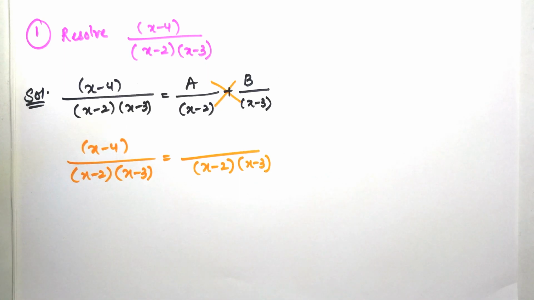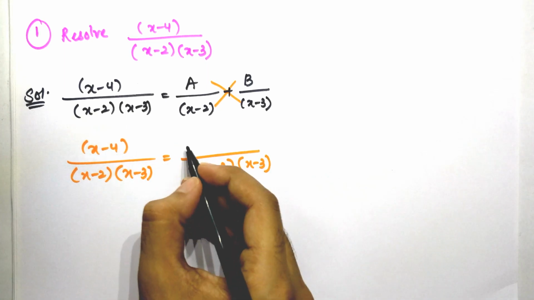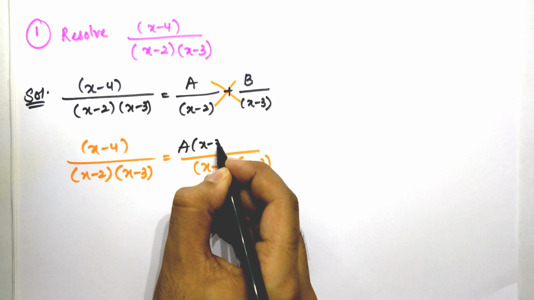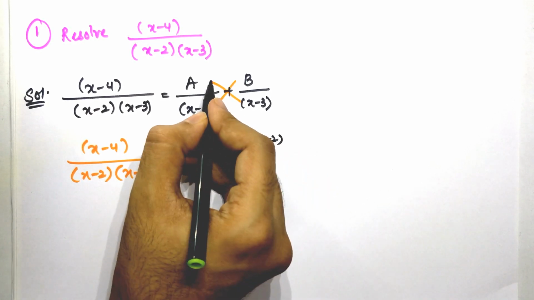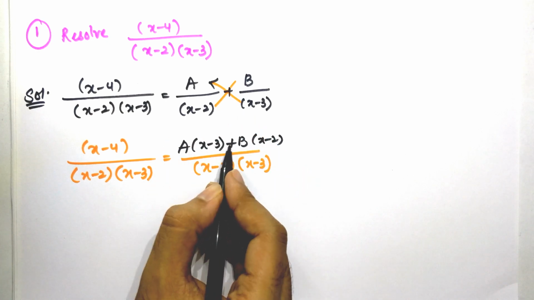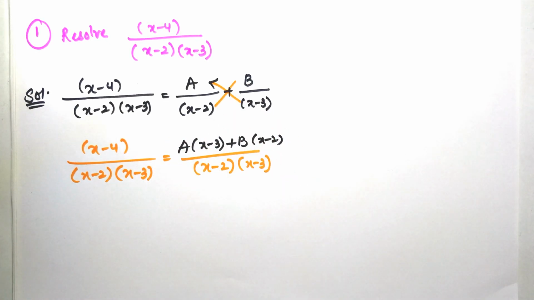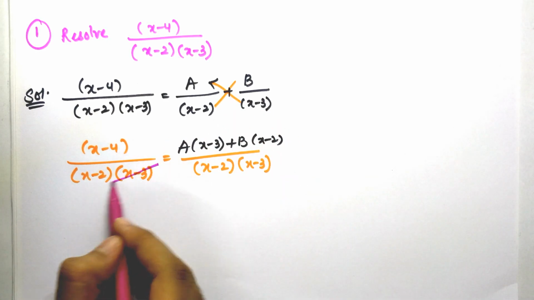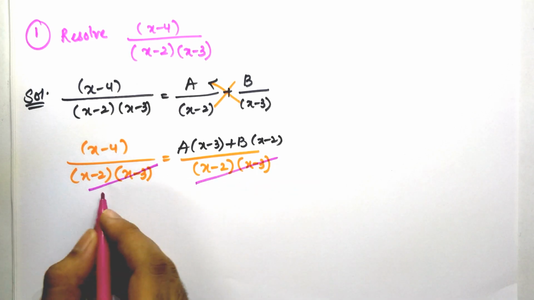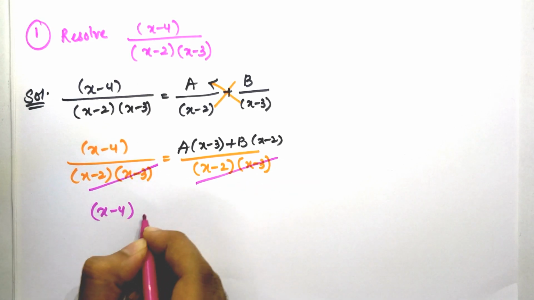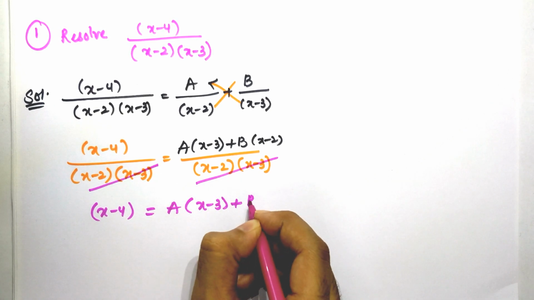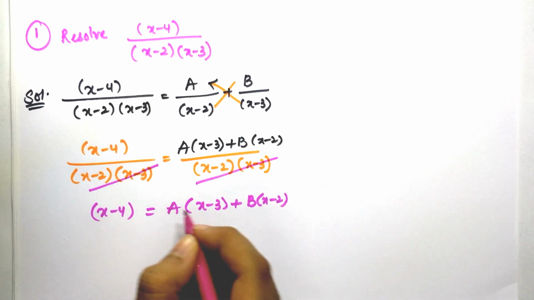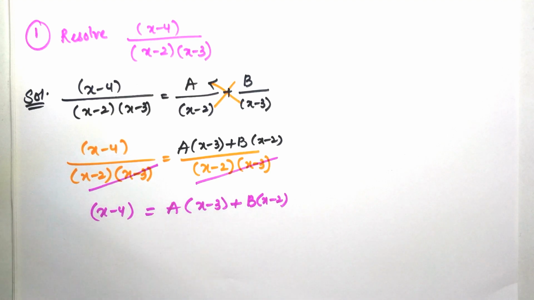Now cross multiply the terms and write down in the numerator: a into (x minus 3) plus b into (x minus 2). The denominators cancel. So x minus 4 is equal to a into (x minus 3) plus b into (x minus 2). Our aim is to find the values of a and b.